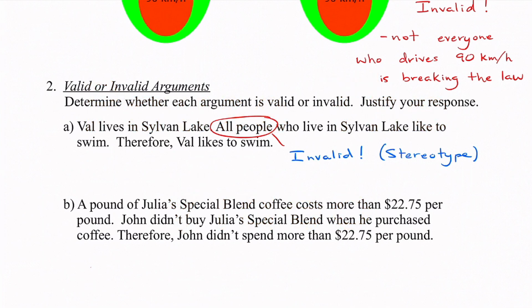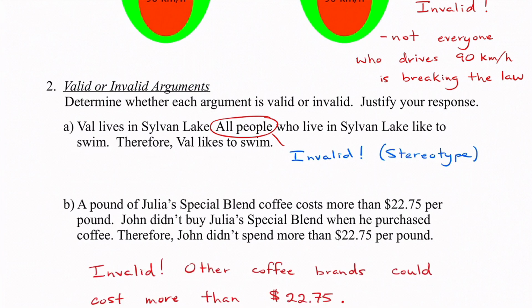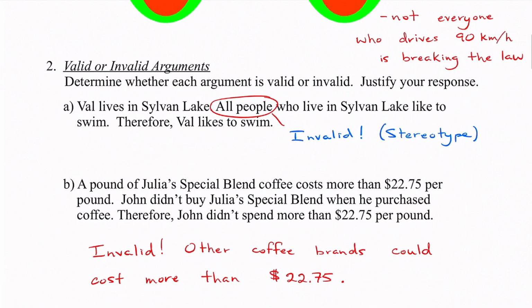Going through this one, the first sentence said a pound of Julia's Special Blend coffee costs more than $22.75, so that would be okay. Then it said John didn't buy Julia's Special Blend when he purchased the coffee. That's reasonable. The last sentence says therefore John didn't spend more than $22.75 per pound, and that's where it goes wrong. Just because you don't buy this Special Blend coffee doesn't mean you couldn't spend more than $22.75. So this is invalid, and our reasoning is that other coffee brands could cost more than $22.75.